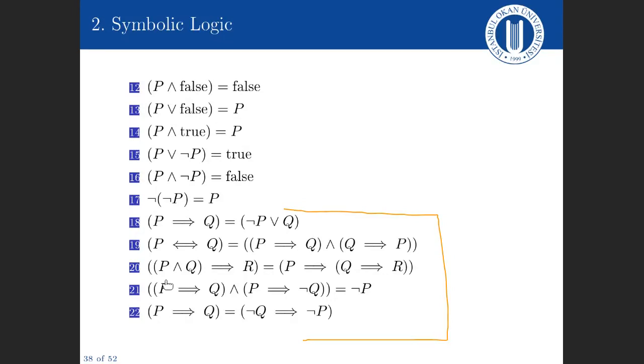Number 20, P and Q implies R is the same as P implies Q implies R. Number 21, if P implies Q and P implies not Q, then P can't be true. We must have that not P is true. And the final one, which is the contrapositive one: P implies Q is the same as its contrapositive. P implies Q is the same as not Q implies not P.